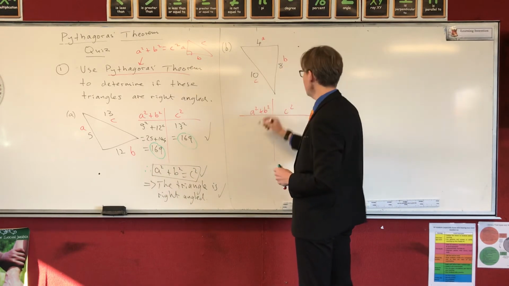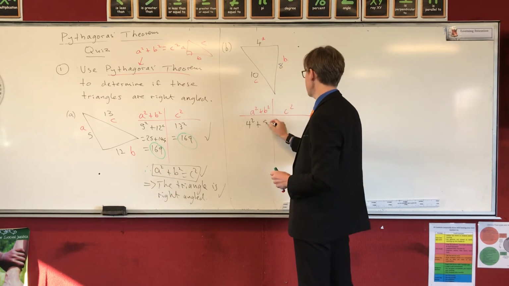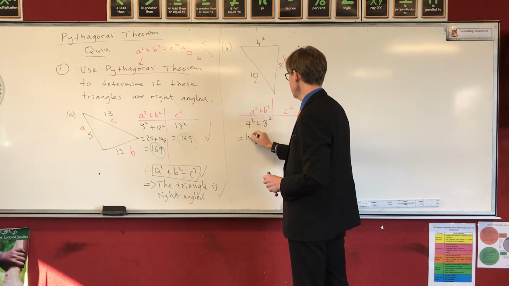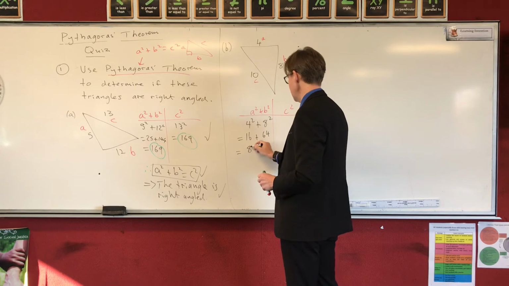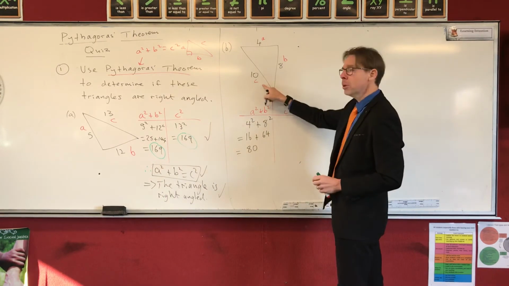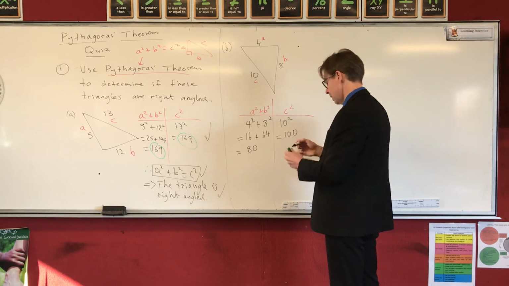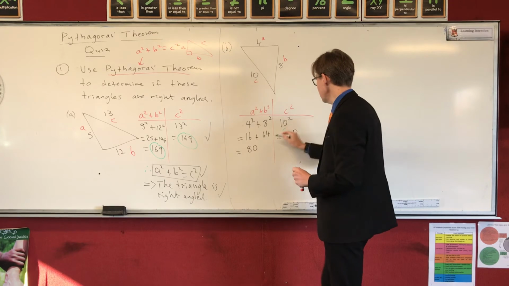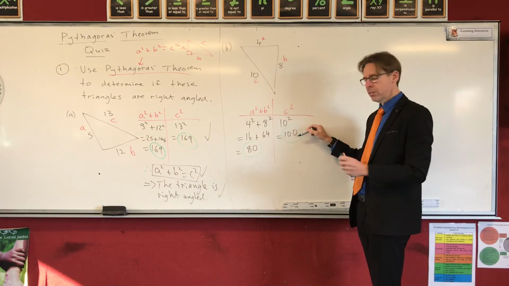Now A is 4, so we get 4 squared plus, B is 8, so that's plus 8 squared. That gives you 16 plus 64, which is 80. C squared over here, well that's 10 squared, which is 100. Now you can see here the numbers are different. The numbers are different. So a squared plus b squared does not equal c squared.